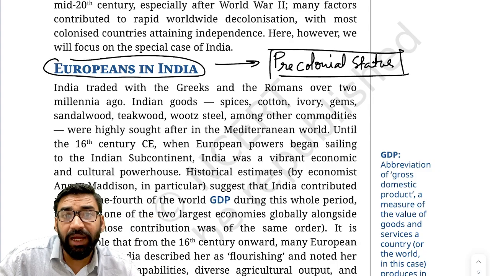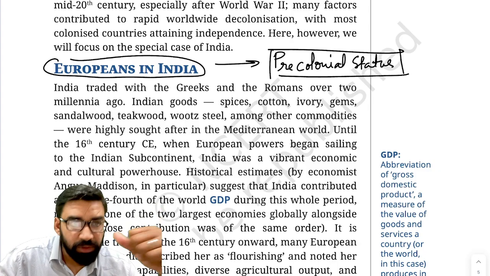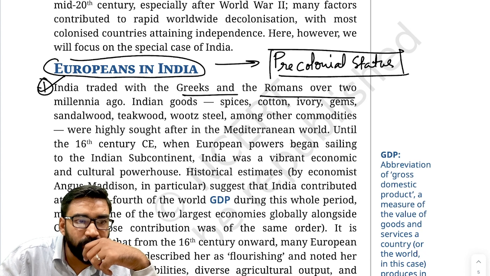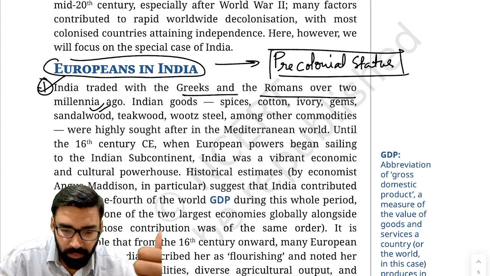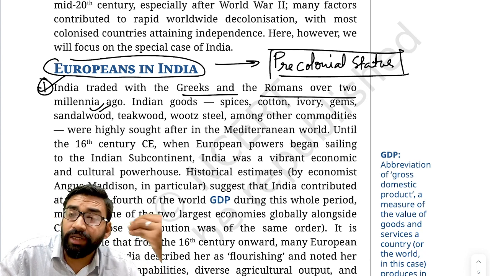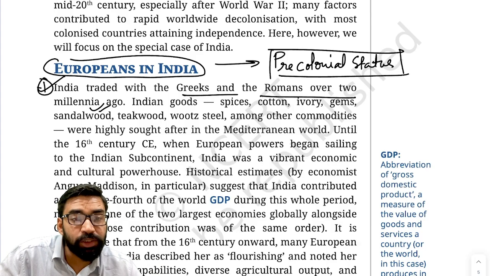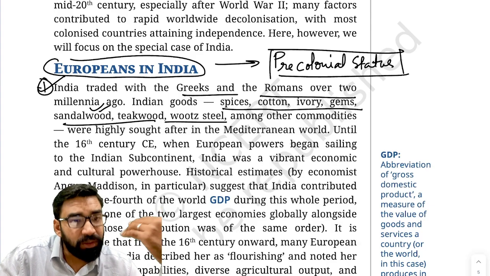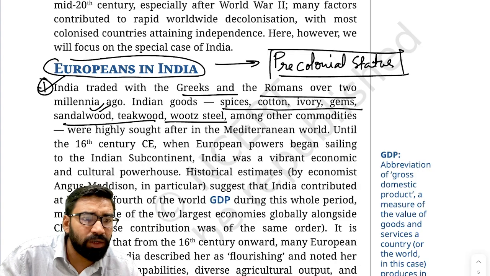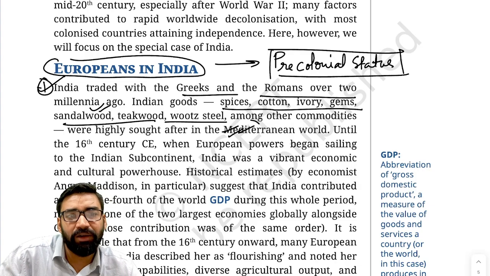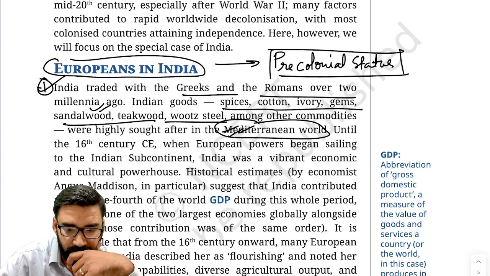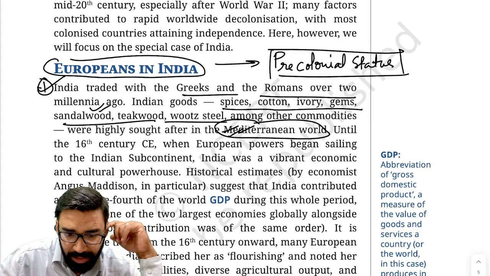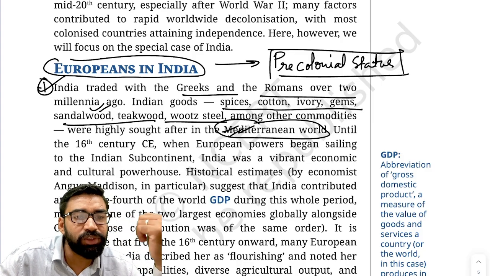India had historical trade relations with Greeks and Romans over 2 millennia ago. Clear? What did Indians used to export? Indians used to export spices, cotton, ivory, gems, sandalwood, teak wood, steel, and also other commodities, to the Mediterranean world, that means the European world.